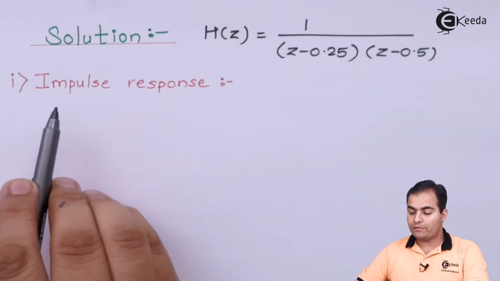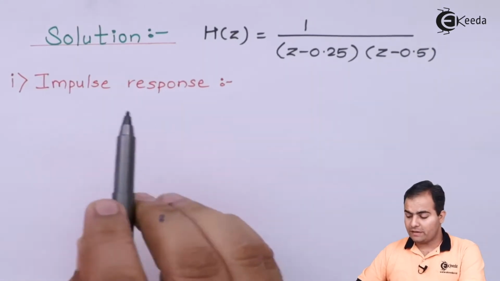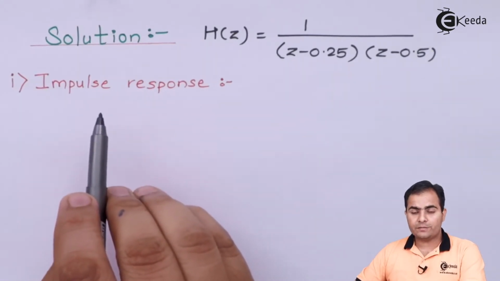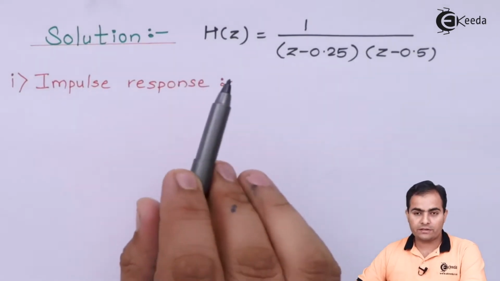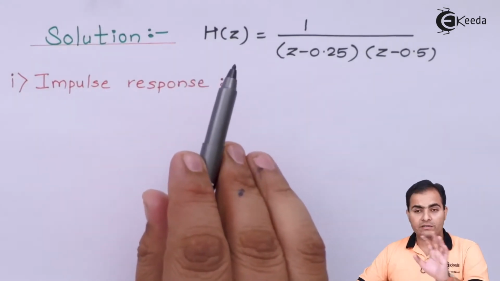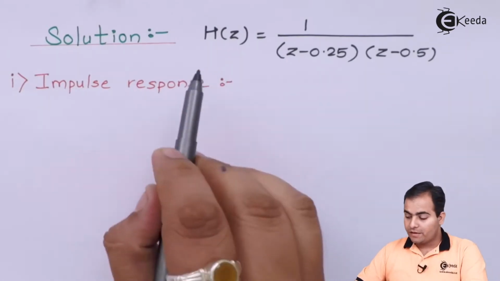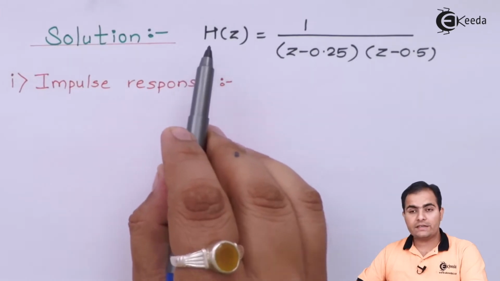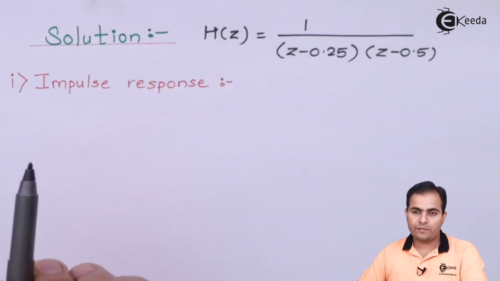Now we have to find out the impulse response of the system. Basically, how to calculate impulse response? Impulse response means just take the inverse z transform of this given function, because H(z) is nothing but a transfer function of a system, or you can say impulse function of a system. If you are able to calculate the inverse z transform of H(z), then whatever result you have is in the form of impulse response.